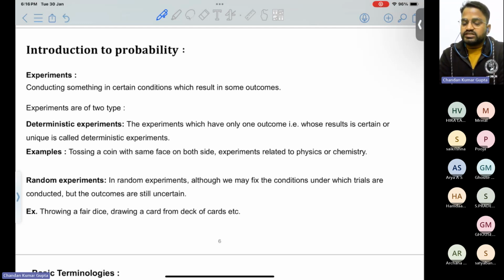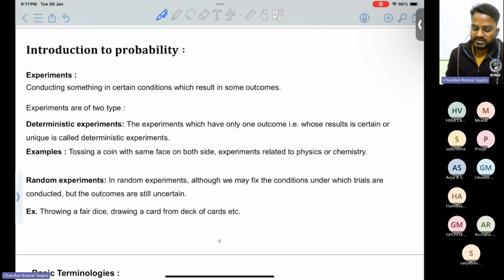Okay. So before discussing probability or its definition, we will first discuss some terminologies that are used in this: experiments, random experiments, outcomes, sample space, events. These are the terms that we often use during the study of probability theory. So an experiment is conducting something in certain conditions which results in some outcomes. Anything that we do that has certain outcomes may be a kind of experiment.